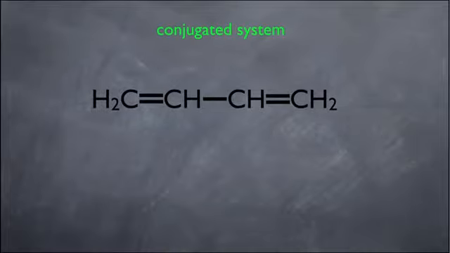Here's a conjugated system, the simplest one. And remember, conjugated systems are simply alternating double, single, double bonds. Sometimes they're triple, single, triple, or triple, single, double. Just alternating multiple bonds, all right? So this is the simplest conjugated system.